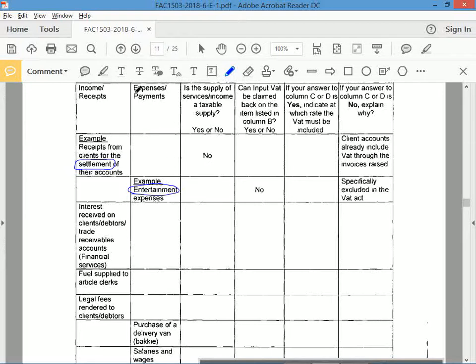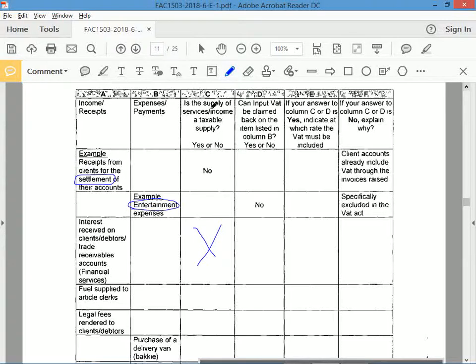Okay, is it income? Yes, it is, so that's in that column. Is it the supply of services income for taxable? Definitely not. Can input VAT be claimed back? There is no VAT applicable here. Can input VAT be claimed back? No. If your answer to column C or D is yes, indicate which VAT must be included. So that's obviously C and D. Did they label these columns? Yes, they did. Okay, so C and D. If yes for either or, it's no for both.